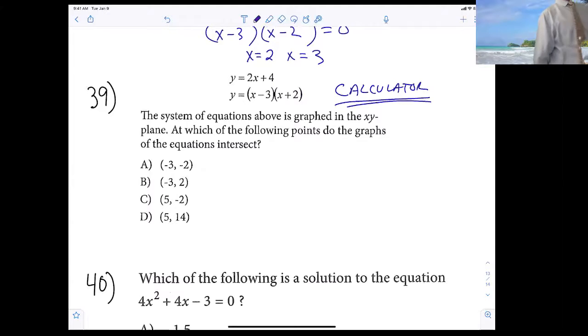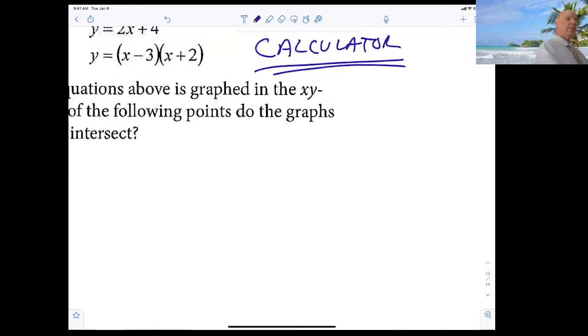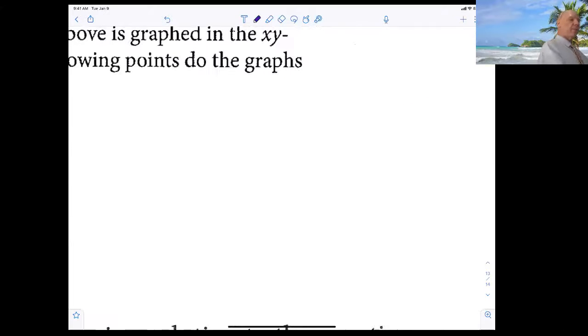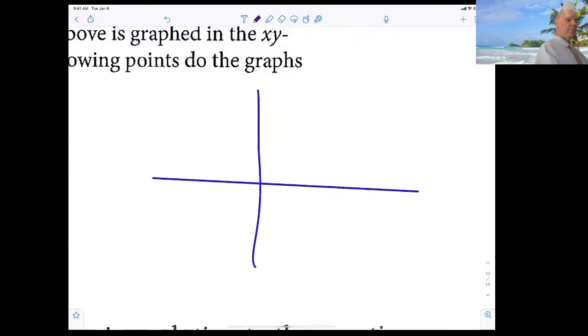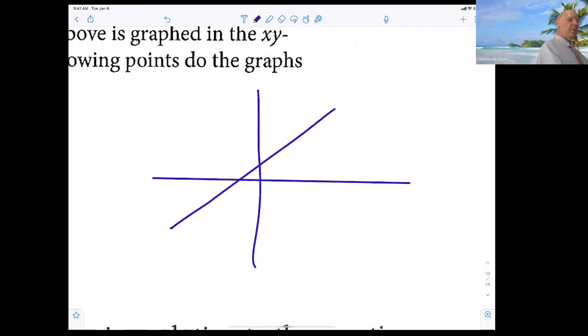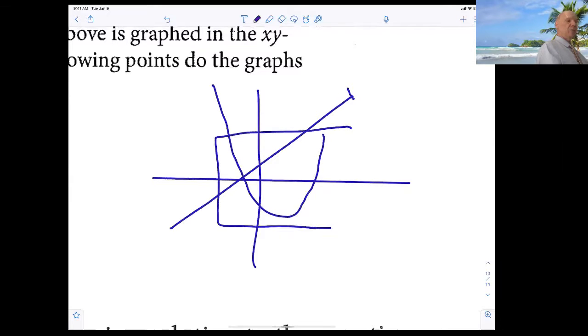Watch. All right, watch. Here we go, guys. Here is the graph. Here's this, and then here's the parabola. Right?